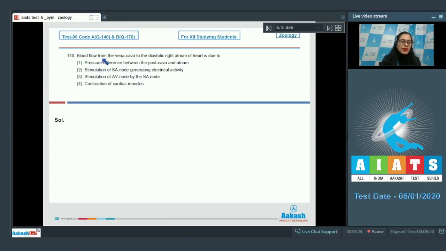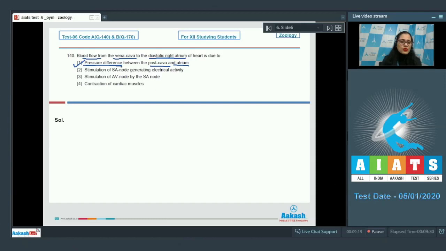Question number 140. Blood flow from vena cava to the diastolic right atrium of heart is due to. And the options given are pressure difference between the post cava and atrium. Second option is stimulation of SA node generating electrical activity. Third option given is stimulation of AV node by the SA node, and the last option given is contraction of cardiac muscles. And blood flow from vena cava to diastolic right atrium of heart is because of the pressure difference between the post cava and atrium. So the correct answer to this question is option number 1.